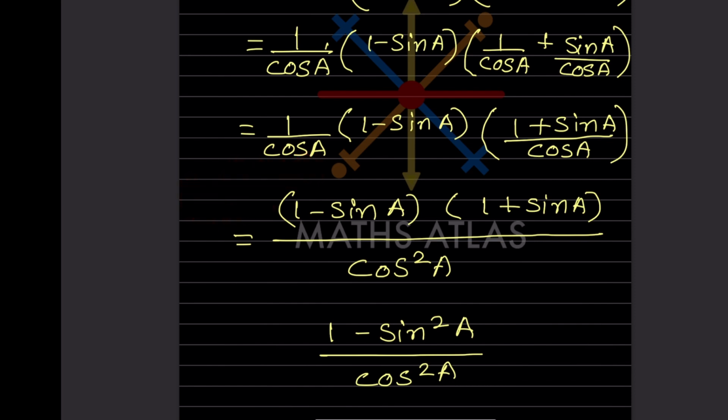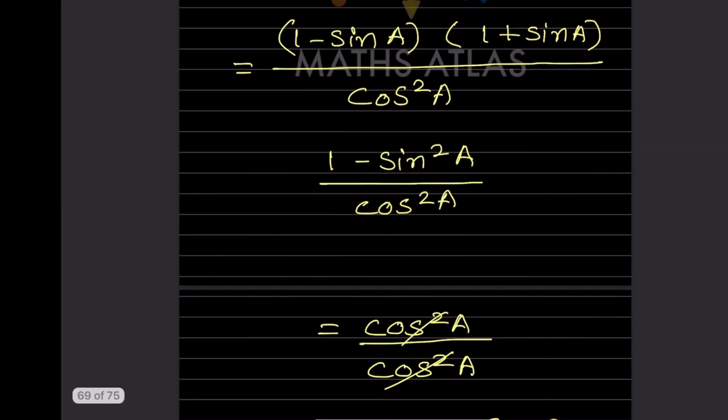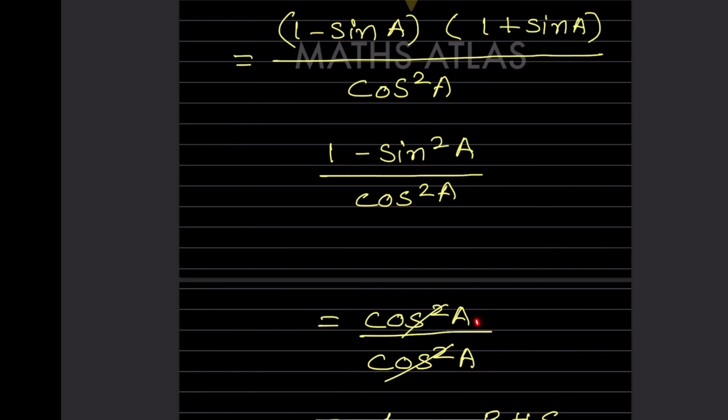So what will you write? A is 1, so 1 square means 1, minus B square, that is sine square A. And this cos A will be as it is. So now you know 1 minus sine square A will be cos square A because there is the identity: sine square A plus cos square A is 1. So 1 minus sine square A is cos square A.